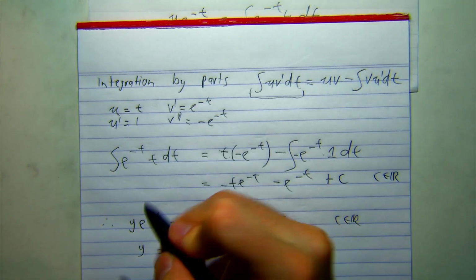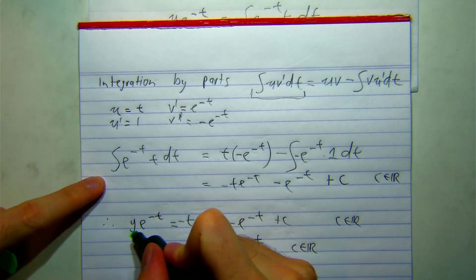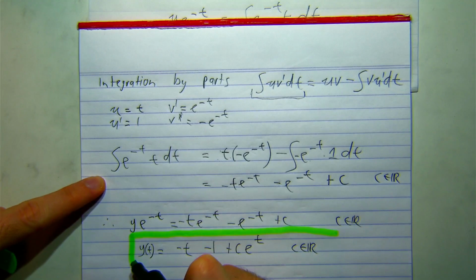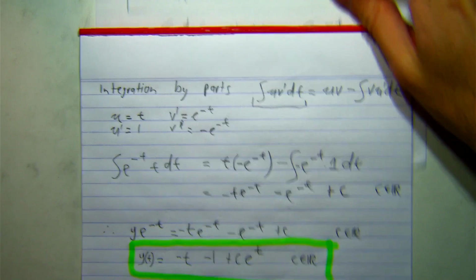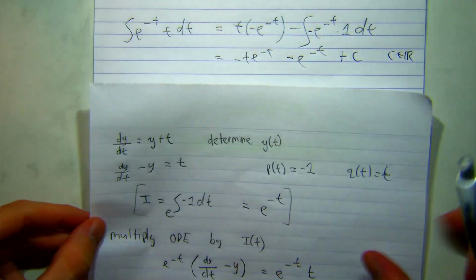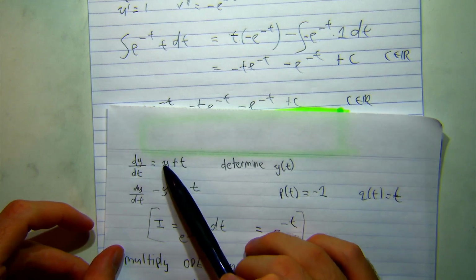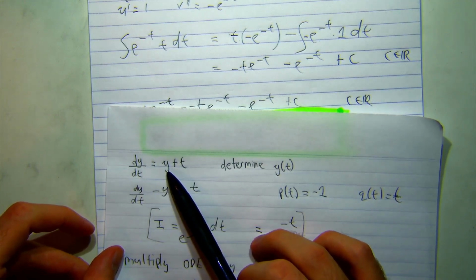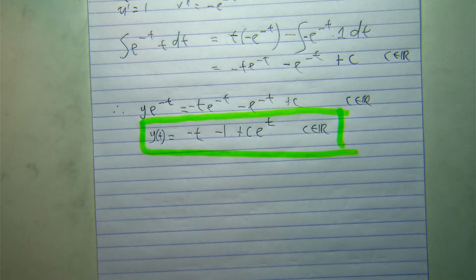We now know that the function y is equal to this. And any c being a real number will generate a solution for this ODE. And that is actually solving this initial question of determining y of t when the derivative of y with respect to t is equal to the function y itself plus t. So this is the answer. Anything of this form will work.